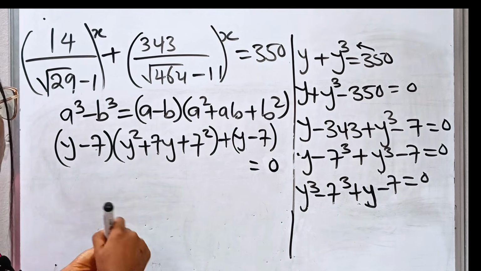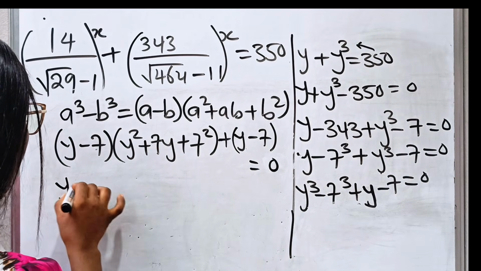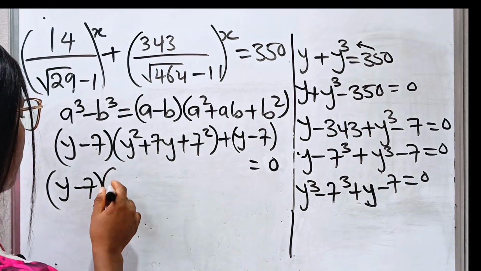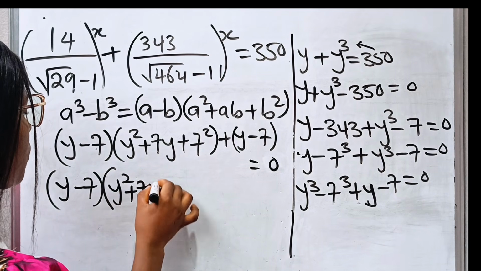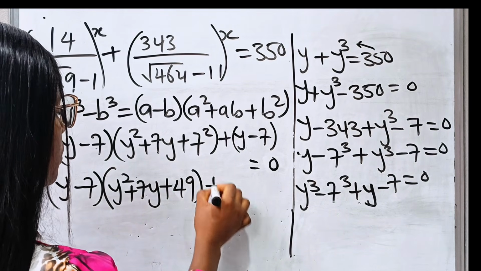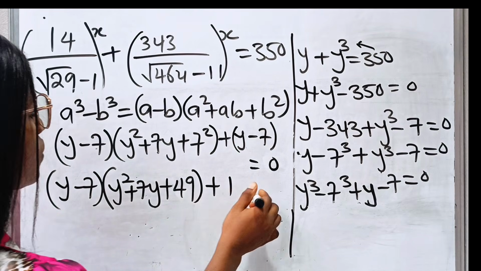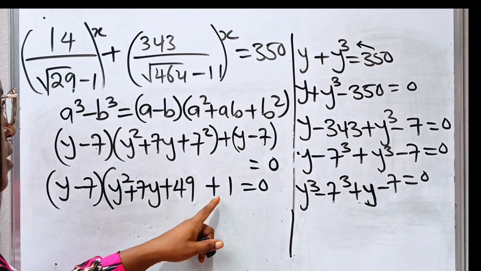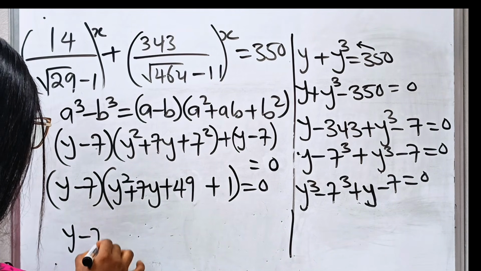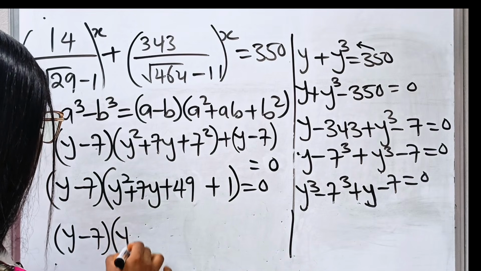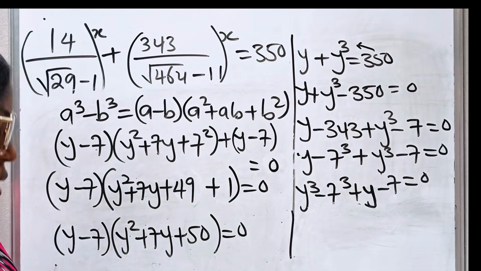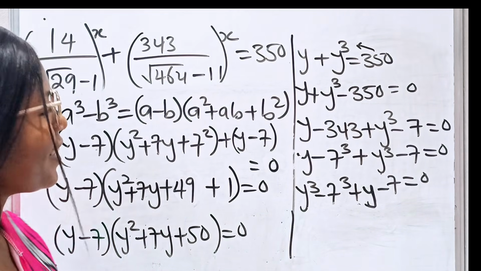Okay, so we continue. We factorize y minus 7 out. We have y minus 7, open bracket. Then when this is divided by this, it will remain y squared plus 7y plus 7 squared, that is 49. Then plus 1, because when this is divided by itself it is 1. So we have y minus 7, bracket, y squared plus 7y plus 50 is equal to 0.